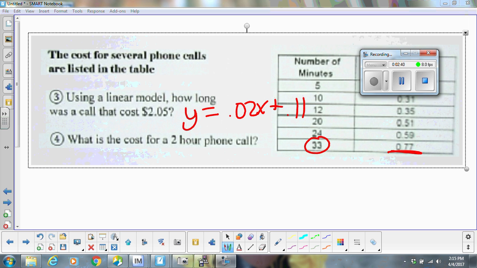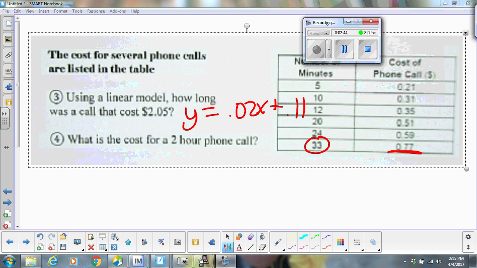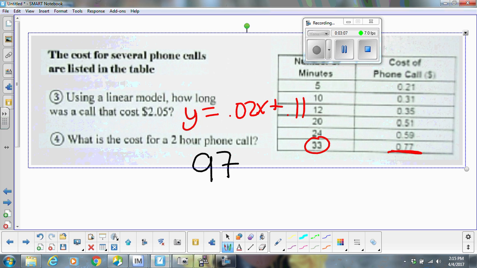When I hit graph, that takes me only to 131, so I'm still trying to get to 205. I'm going to go back into my window and go to maybe 130, and that has taken me to 271. At 100, I'm at 211, so I'm going to scroll up until I get to 205, which is going to be 97. That is our answer for 3.